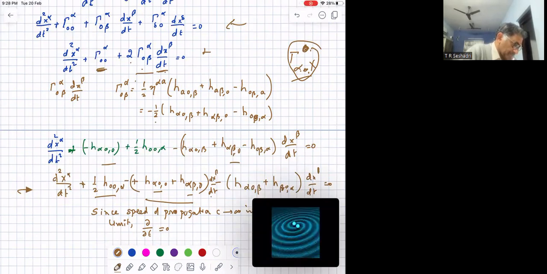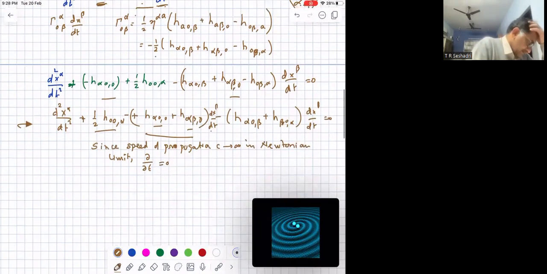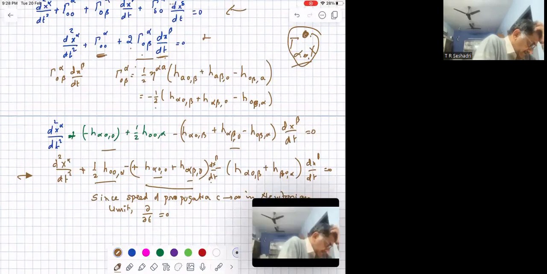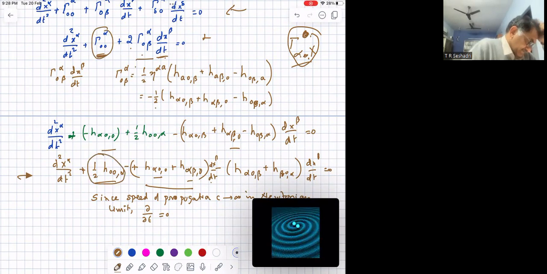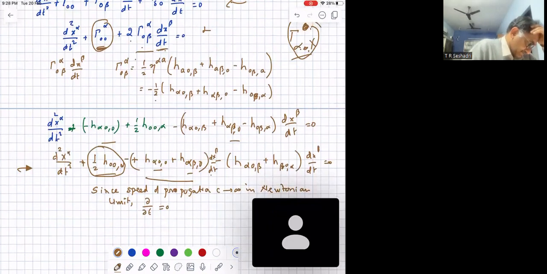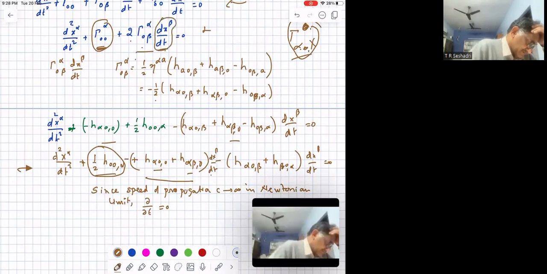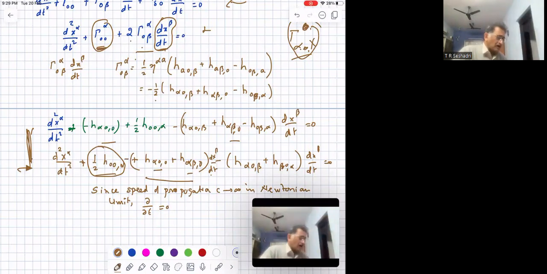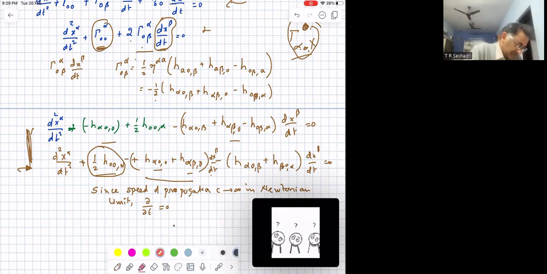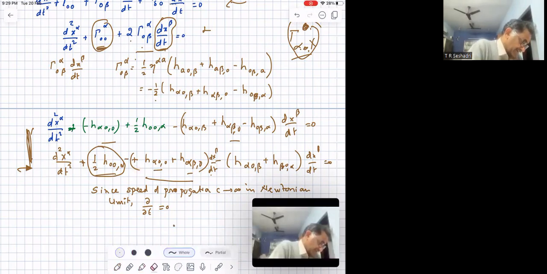The ones written in green don't have dx beta by dt, right? Minus h alpha 0 comma 0 plus half h 0 0 alpha comma alpha. The term h alpha 0 0 came from that gamma alpha 0 0, so it won't have that del x beta by del t. No, there's a del x beta by del t outside. But just look at the last two equations that you read. Okay, I get your point. Absolutely, I write. Oh, yeah. Good.